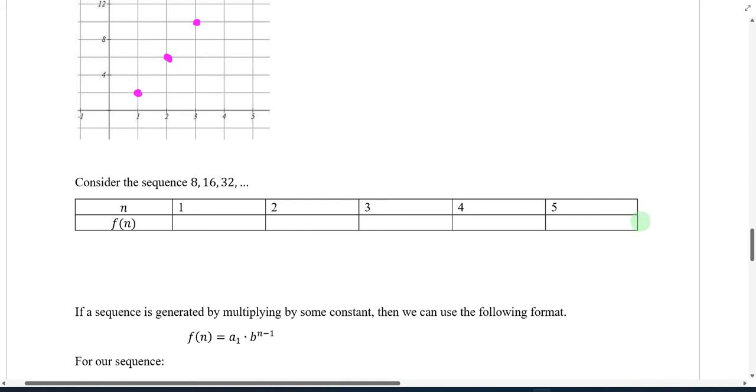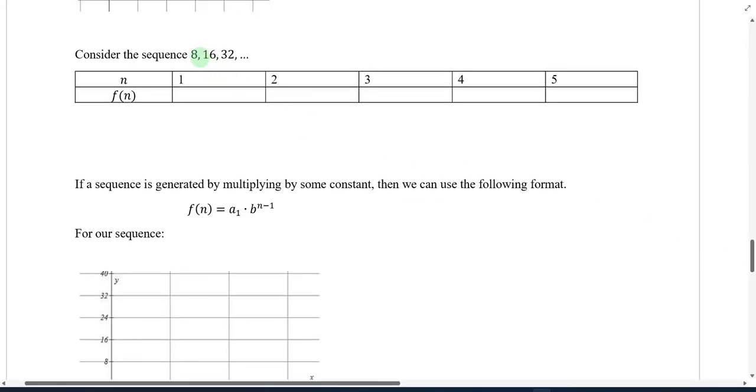All right, so let's do another sequence here. We've got 8, 16, 32. All right, so take a minute. If you need to, pause the video. What is happening in this sequence? What is the pattern? Okay, so hopefully you've got it here.